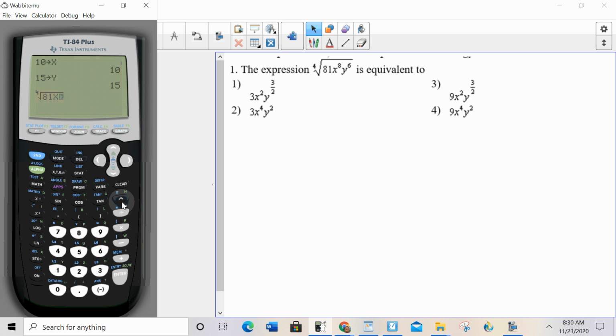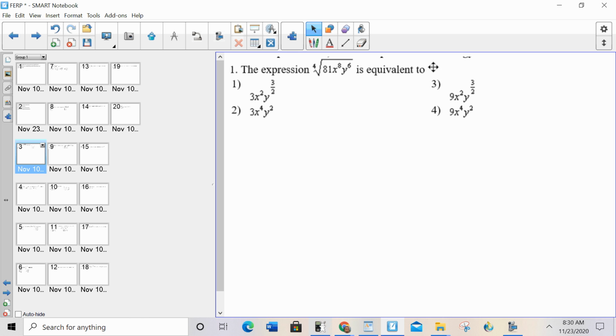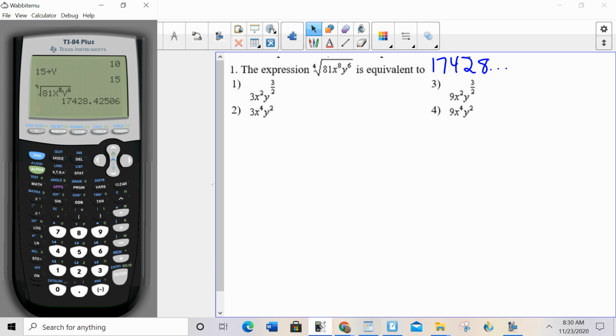81 x to the power of 8, y to the power of 6. And I get 17,428 dot, dot, dot. I don't need to write down the exact decimal, but that should be good enough. Now, I'm going to go through each choice and type that in and see which one matches up.